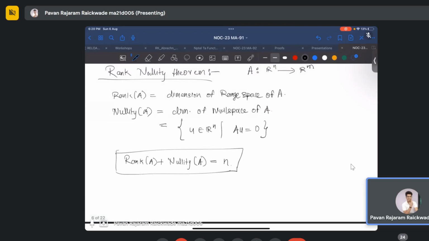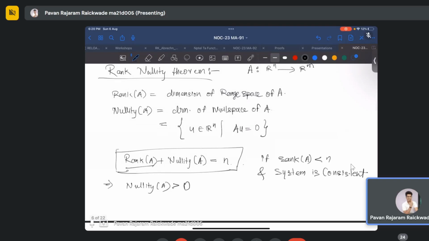Now, with the help of this, what we can say is, if the rank of A is strictly less than n and the system is consistent, of course, then only we talk about the number of solutions. From this equation, if rank is less than n, then the nullity will be strictly greater than zero. That means there exists some v belonging to Rn such that Av is 0.